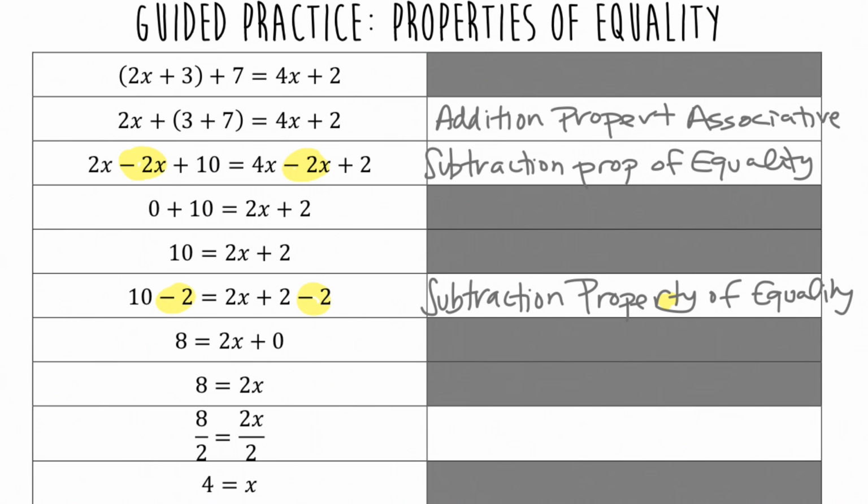Okay, so again, we have some combining things here. They did 10 minus 2 is 8, and they did 2 minus 2 is 0. And we're left with 8 equals 2x. And then I can see very clearly what they did here is they divided both sides by 2. When you divide both sides of an equation by the same amount, this is called division property of equality.